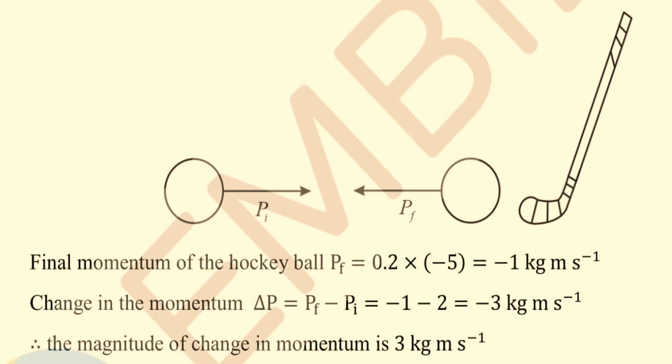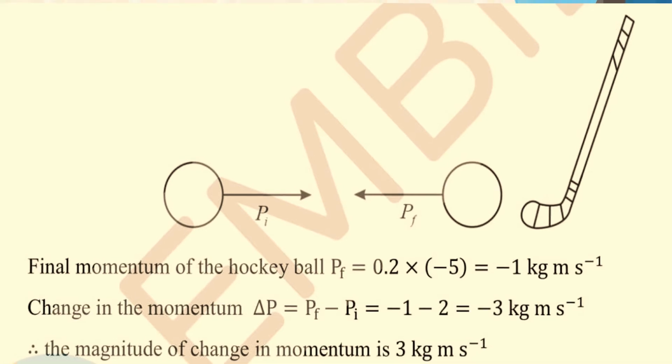Magnitude means you need to consider only the numerical part. You don't need to consider the sign. Okay, with the sign, if you write, it will be negative 3 kilogram meter per second, or if you are writing only the magnitude, it is 3 kilogram meter per second. Let's see the next question.